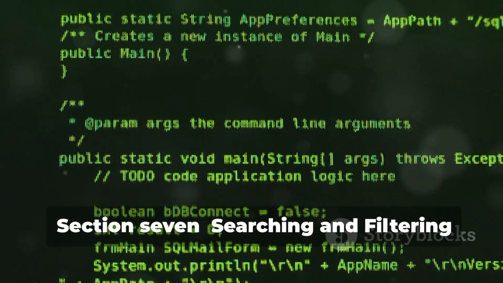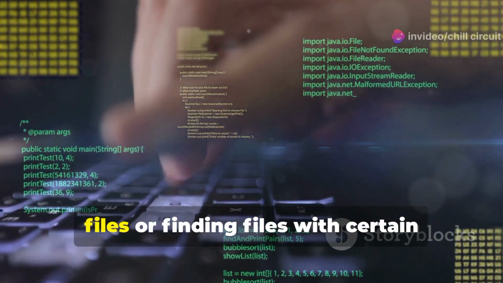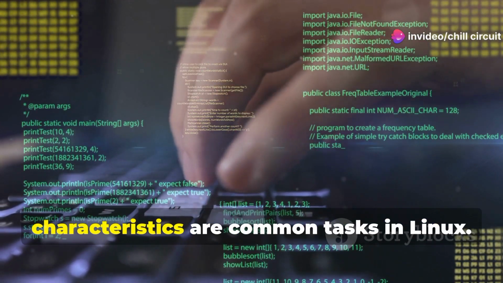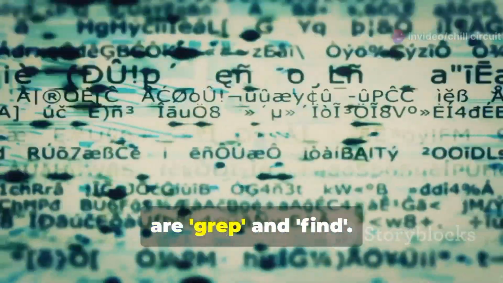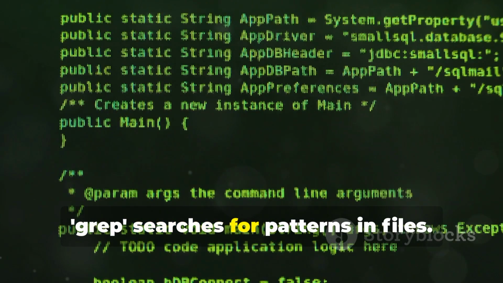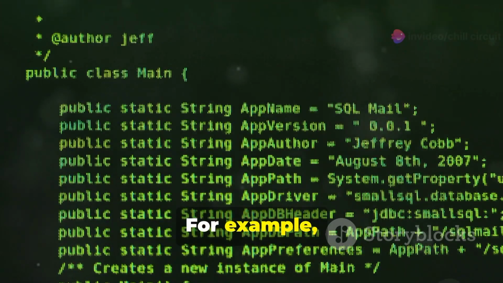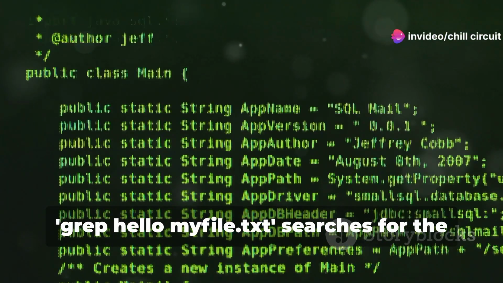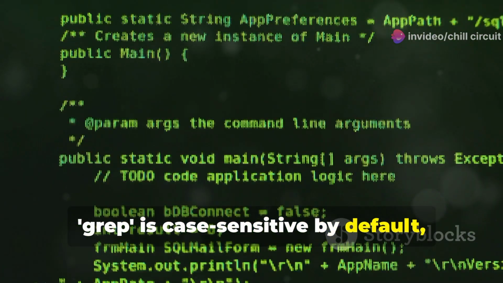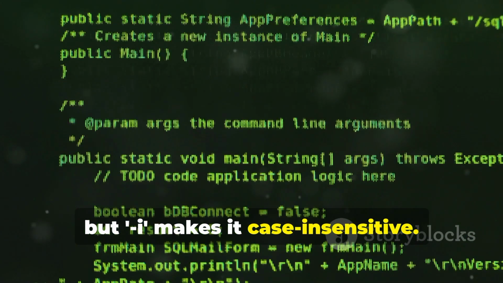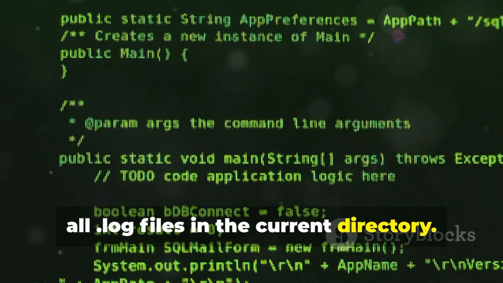Section 7, searching and filtering: grep and find. Searching for specific information in files or finding files with certain characteristics are common tasks in Linux. Two powerful commands for these purposes are grep and find. grep searches for patterns in files. The basic syntax is grep pattern filename. For example, grep hello myfile.txt searches for the word hello in myfile.txt. grep is case sensitive by default, but -i makes it case insensitive. grep error *.log searches for error in all log files in the current directory.